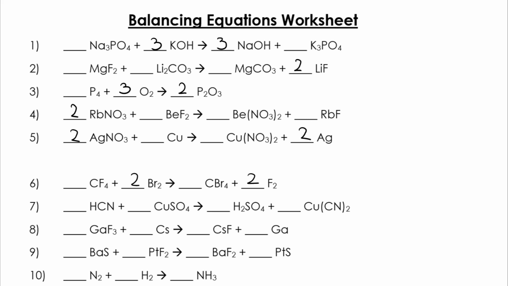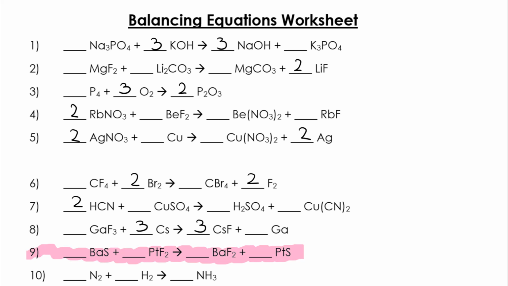So here's the answer to number 6. 7. 8. 9 is a slightly unusual one in the sense that it's already fully balanced. You don't need to do anything with it.